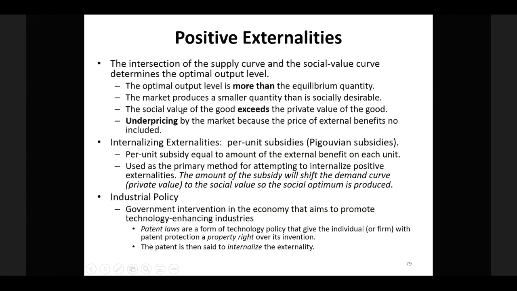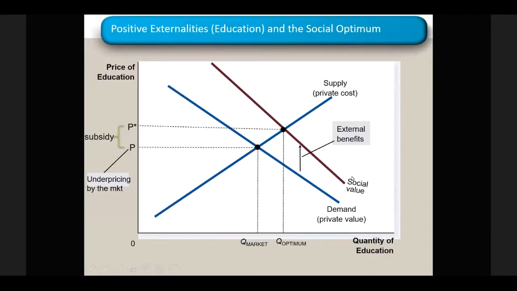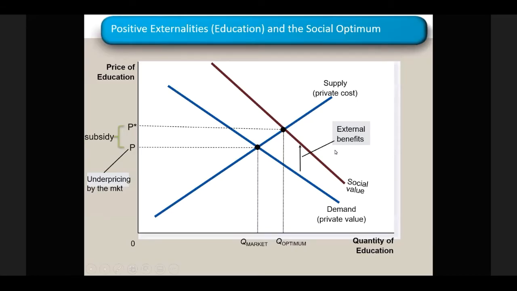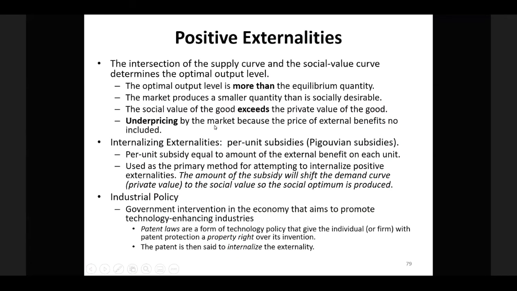So the market produces a smaller quantity than is socially desirable. You can see it here. The socially desirable level of output is Q optimum, but the market is producing less, smaller than that, at Q market. So the social value of the good exceeds the private value of the good. You can see that also from here. This social value function is higher than the private value function, so the social value exceeds the private value there.